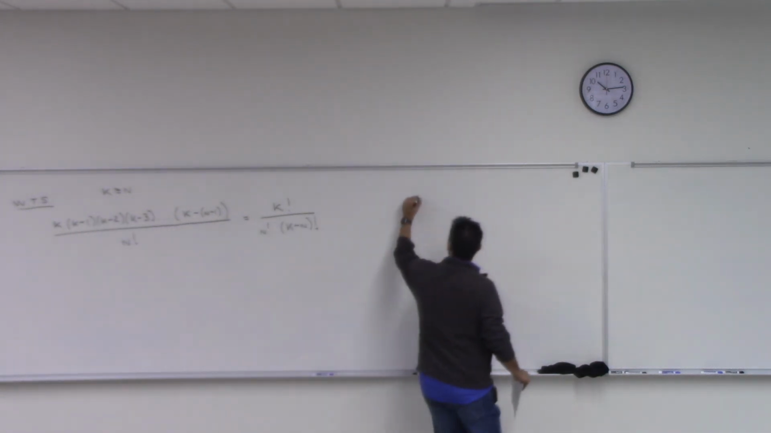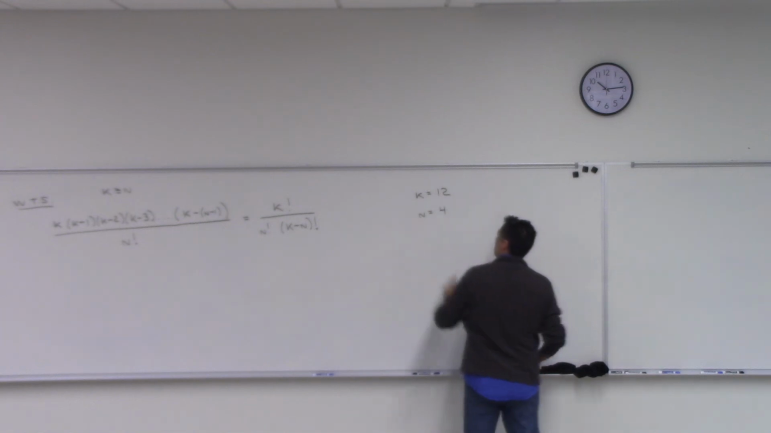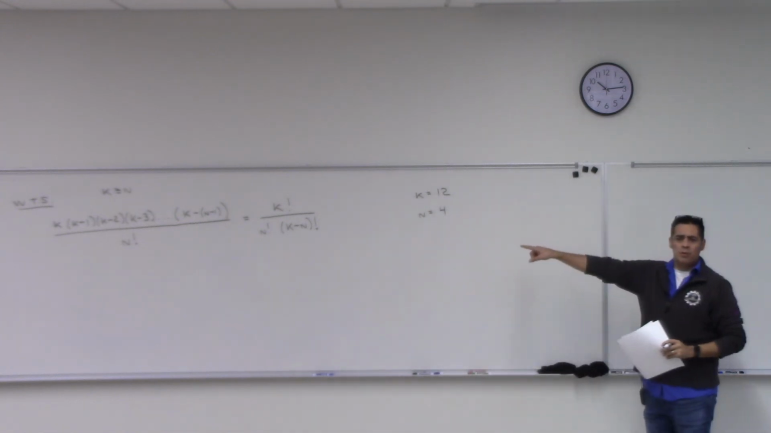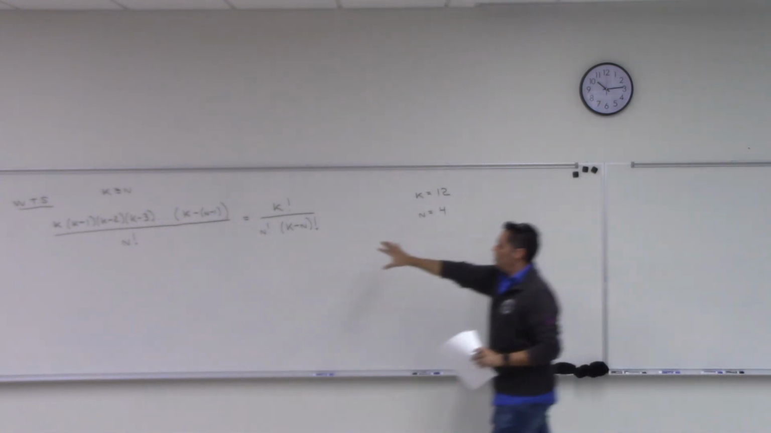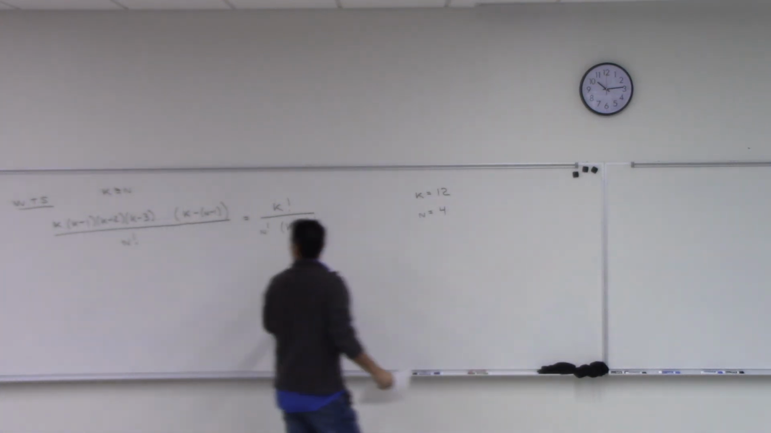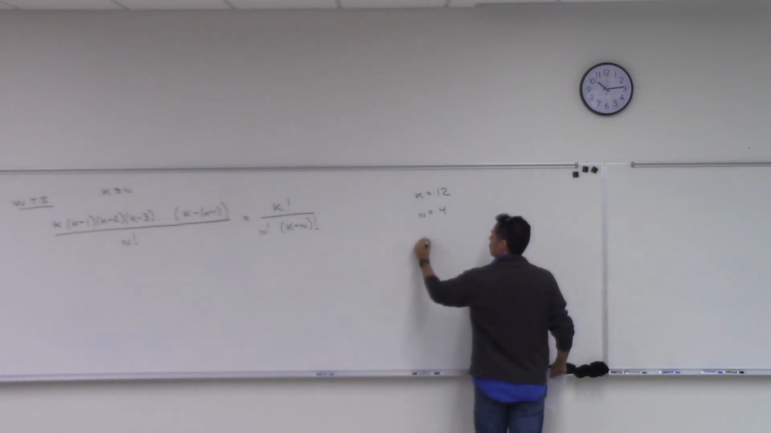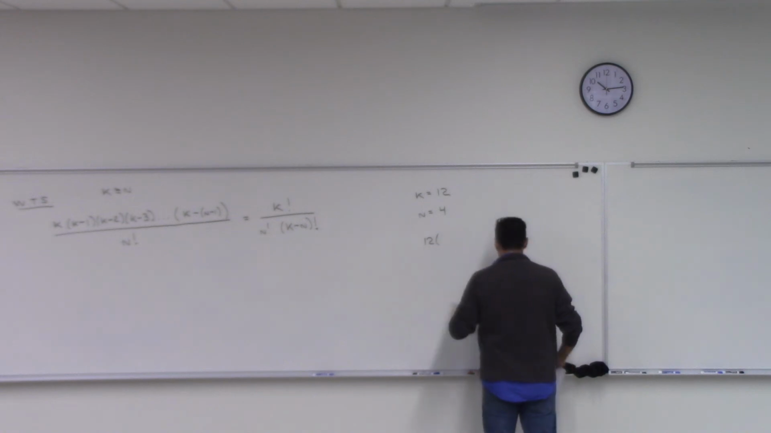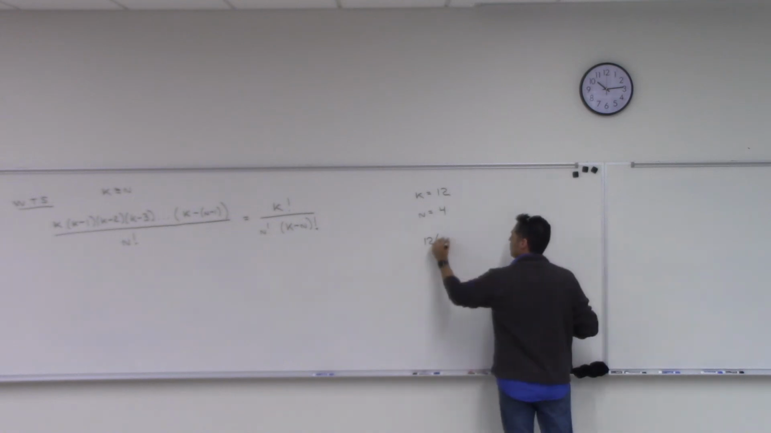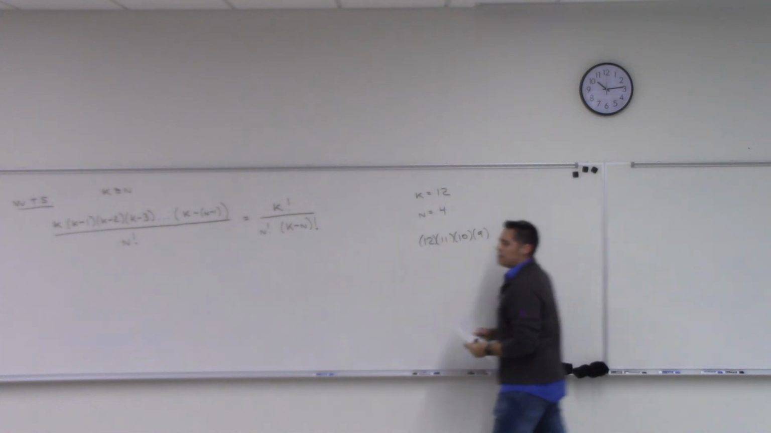Let's say that k is 12, and let's say n here is 4. Then what am I trying to prove to you? What is this expression if I replace k with 12 and n with 4? Let's write it out. The left side, what do I start with? 12, then 11, then 10, and when am I going to stop?